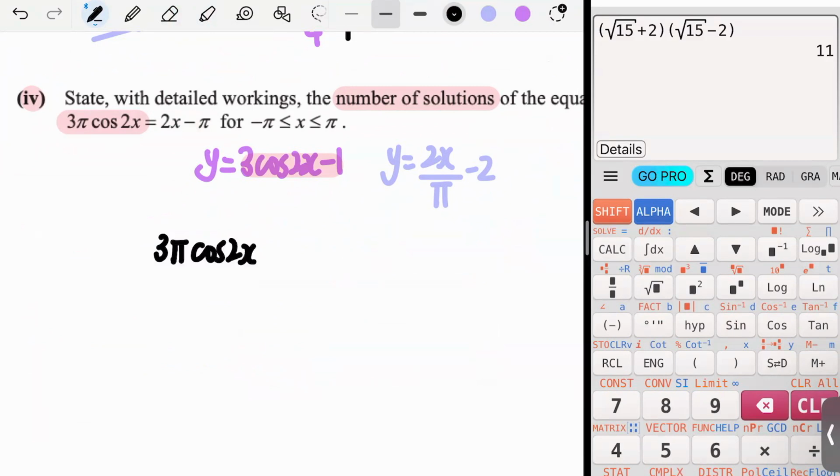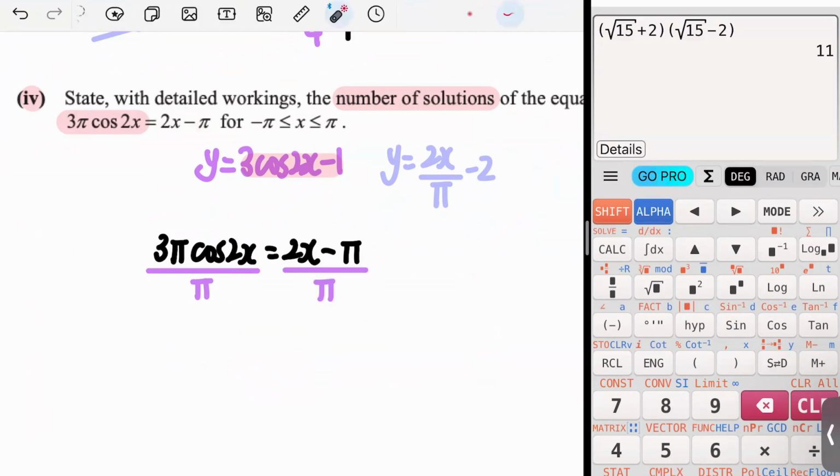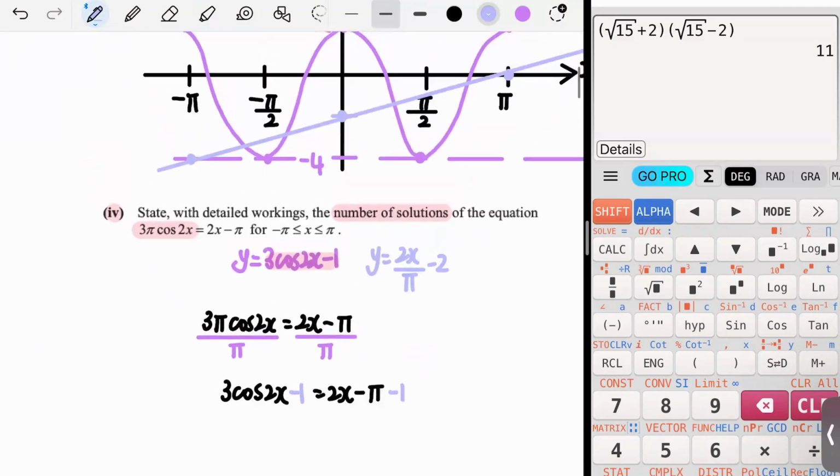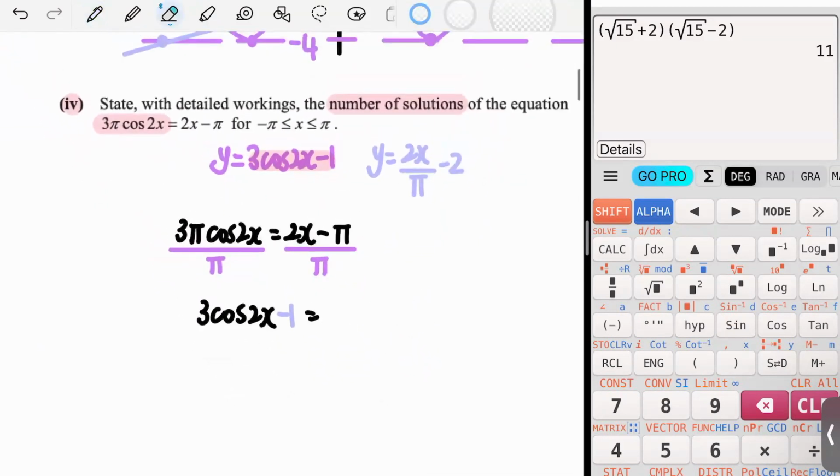3 pi cosine 2x equals 2x minus pi. Okay, what we can do first is divide both sides by pi, because if I want to make this one look like this, I don't have the pi. So if I divide both sides by pi, that's 3 cosine 2x equals 2x over pi minus 1. See, so nice. Then after almost the same way, you just need to minus 1 on both sides. Wait, what am I doing? This one here is 2x over pi. Pi divided by pi is 1. So then we minus 1 like that. Can see? From here to here, I did something stupid just now.